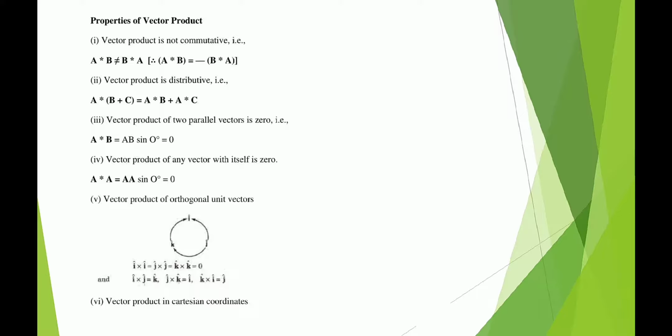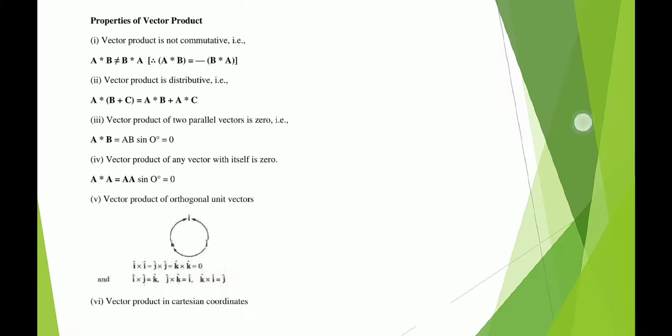Fifth, vector product of orthogonal unit vectors. i cap cross i cap is equal to j cap cross j cap is equal to k cap cross k cap is equal to 0. i cap cross j cap is equal to k cap. Then j cap cross k cap is equal to i cap. Then k cap cross i cap is equal to j cap.